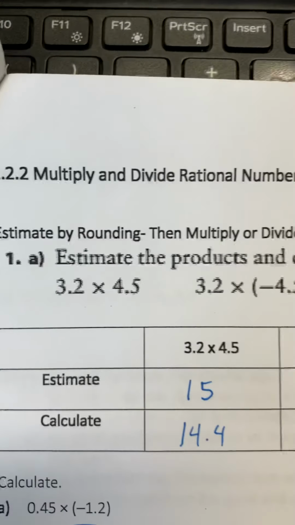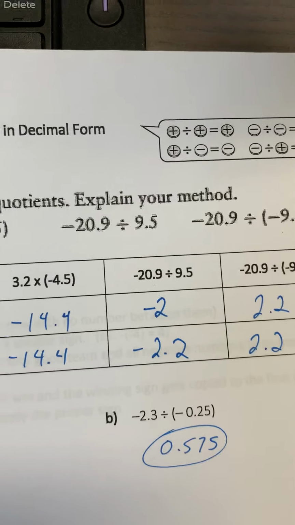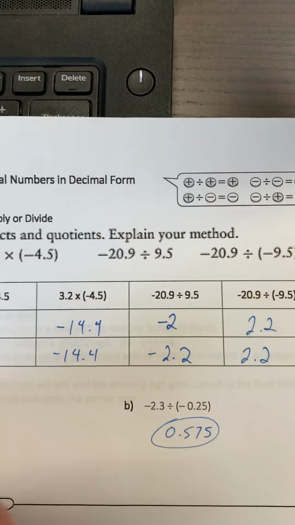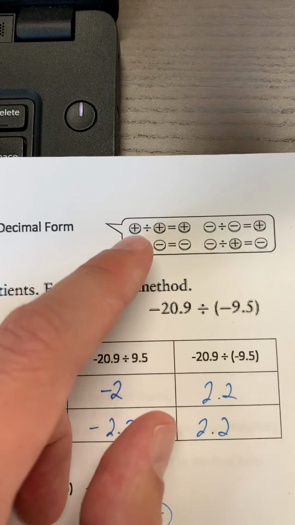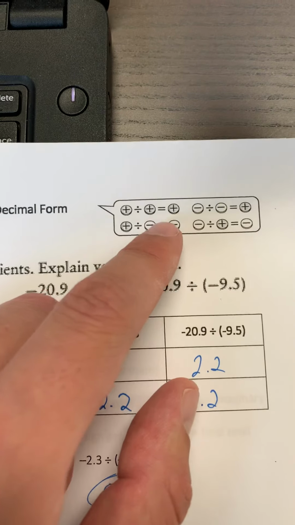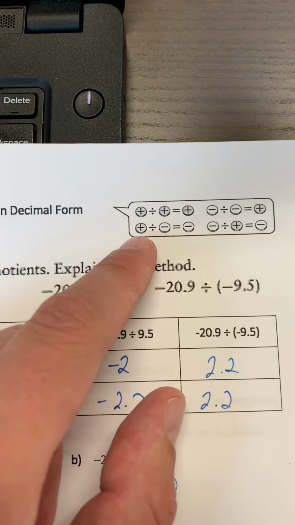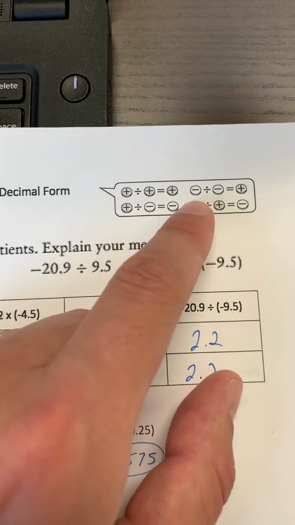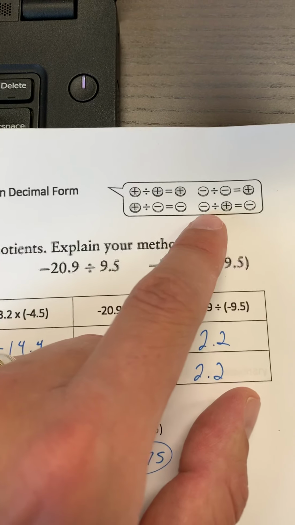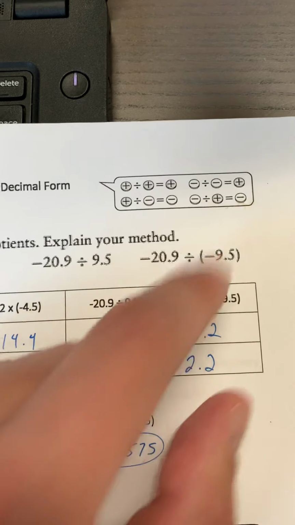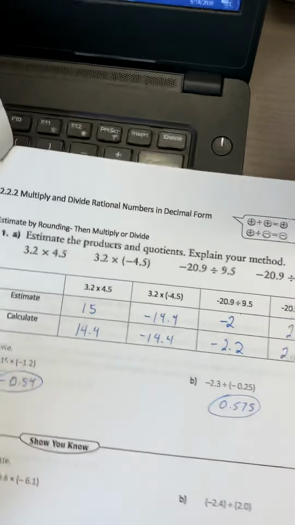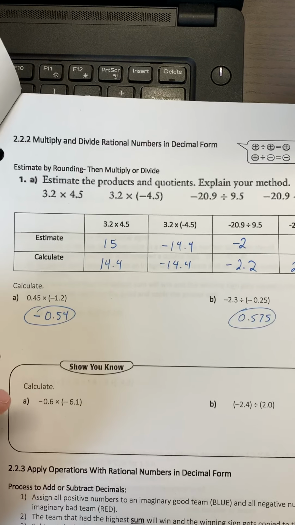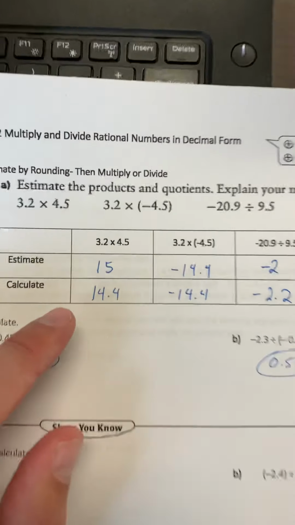Okay, on this section, we're estimating the products and rounding. They tell us up here that if we're dividing or multiplying two positives, it's a positive. Dividing or multiplying a positive and a negative gives you a negative. Two negatives make a positive, and a negative divided by a positive is a negative. So basically, if there's an odd number of negatives that you count within any of these expressions, it will make a negative. An even number makes a positive.